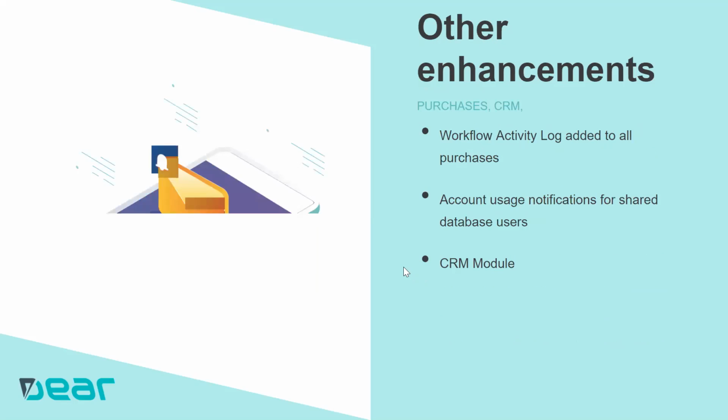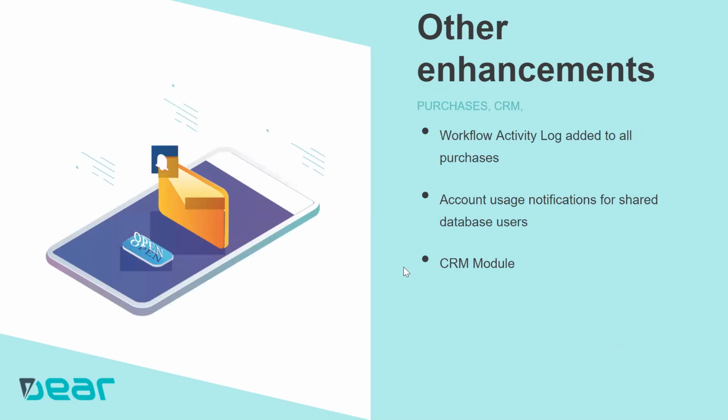So moving on, we have some other enhancements that I'd like to talk about here. We got workflow activity log added to all purchases. As you know, we have the automation module, which can be found under your settings and automation within Dear.